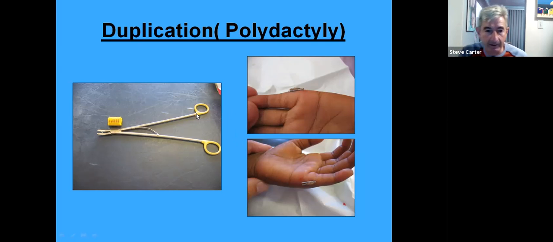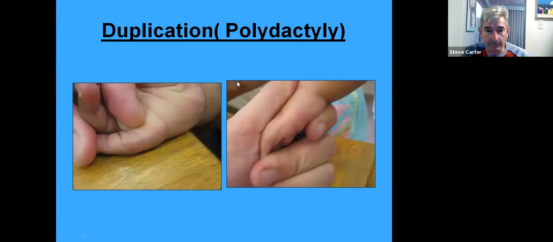We put some EMLA on. Maybe it makes a bit of a difference. I think it makes us and the parents feel a bit better. But once you've crushed that digital nerve, they very rapidly feel nothing, they're not crying anymore, and they're happy, and it's in and out. So we do about 10 or 12 every second Thursday in the dressing room.